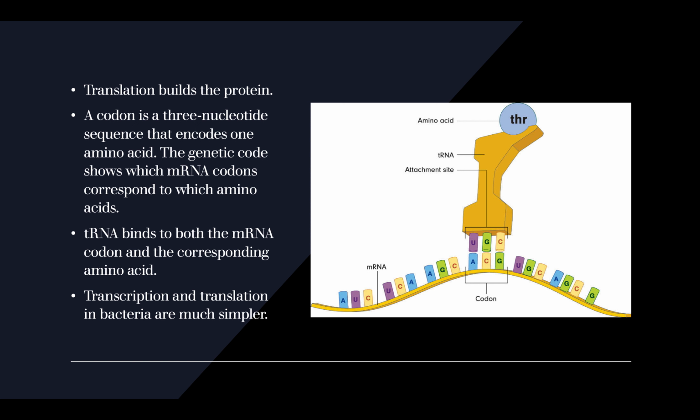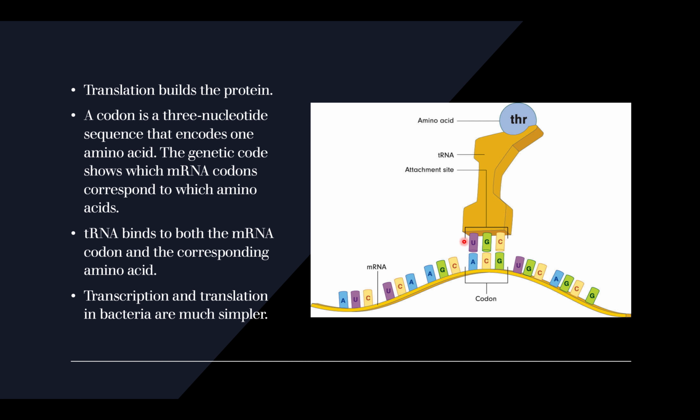The process of translation builds the protein. We've talked about proteins before. Proteins do all the work, right? It's their job to do the work in our bodies. So translation builds the protein. A codon, which we talked about in the last slide, is a 3 nucleotide sequence that encodes 1 amino acid. So if we're talking about a codon, see right here, we actually have 3 on the bottom on this mRNA strand. We have 3 nucleotides. We have A, C, G.